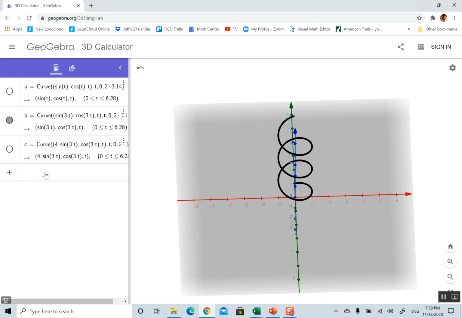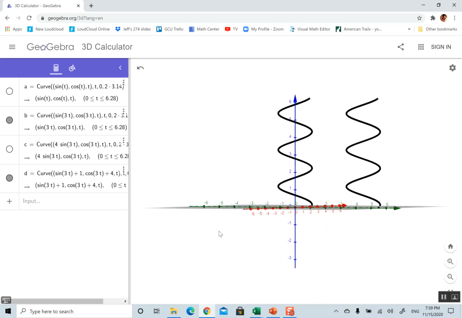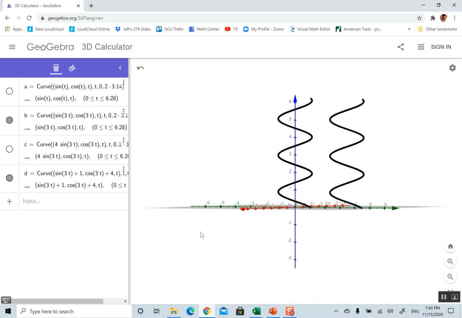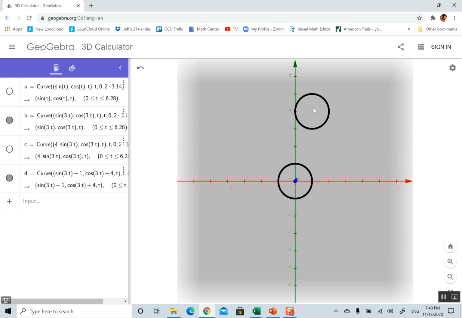And then let's do one more. Let's do sine 3t plus 1 and cosine of 3t plus 4 and t. And you can see it's moved over. It's exactly the same thing, same shape, but it's moved over 1 unit in the x direction. The center's 1 unit in the x direction and 4 units in the y direction. So there's my 1 for my x and my 4 for my y. So you can see how this changes these around a little bit. Okay. All right, back to this.